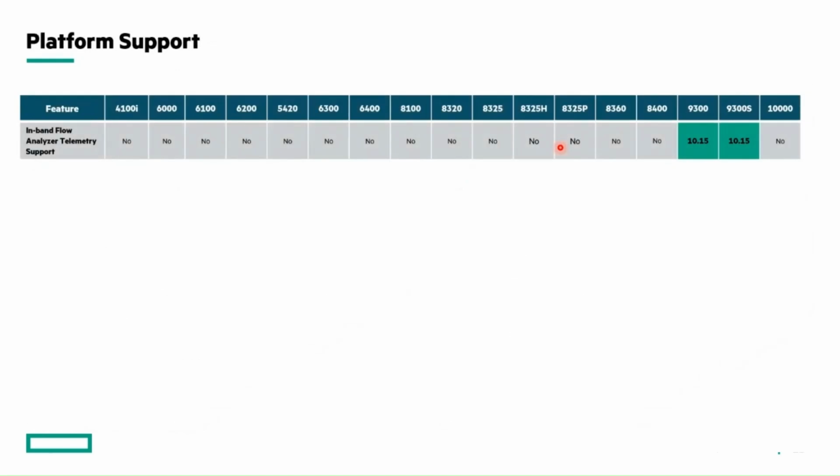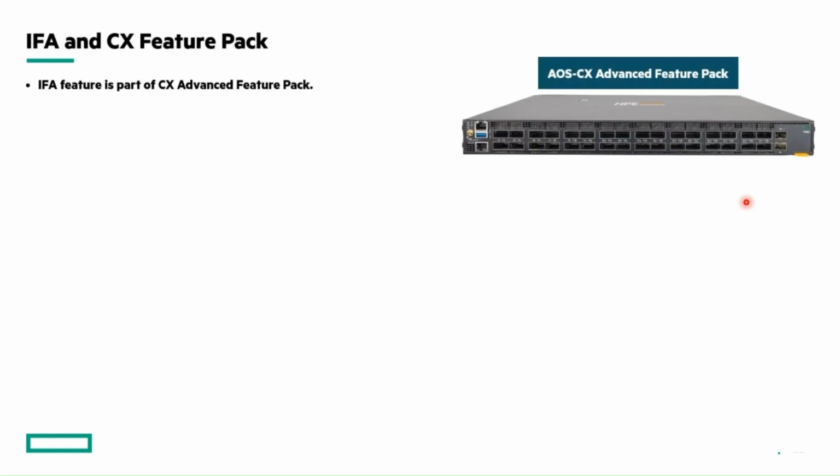Talking about the product support, currently for this release, we are going to support IFA for our 9300 switches. That means both 9332D and 9300S models, with the future intent to bring this functionality on other switch families as well. It should be considered that IFA is a part of CX Advanced Feature Pack, which means CX Advanced Feature Pack is a must to use this functionality.